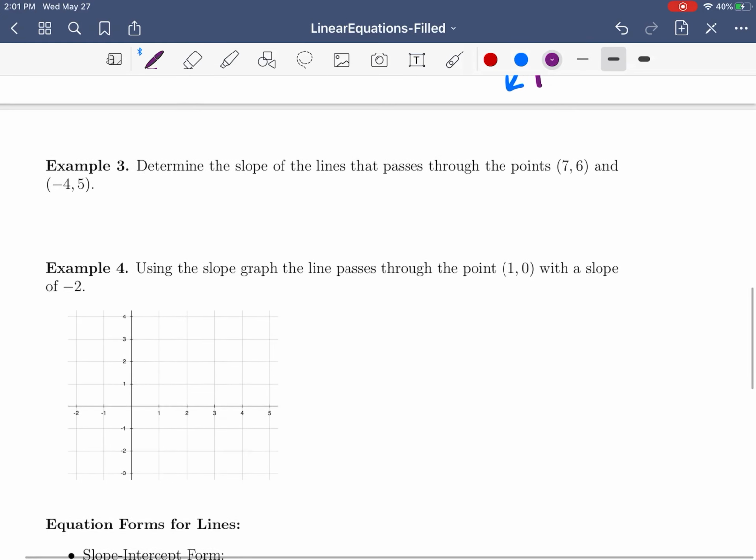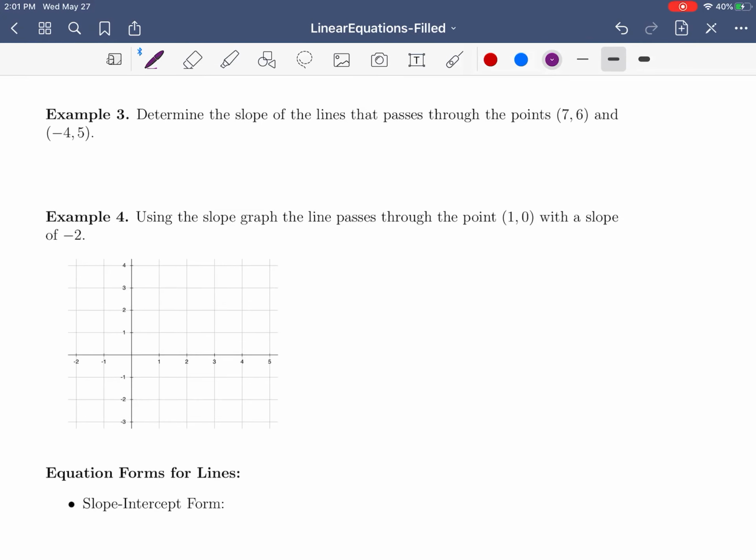So let's just quickly determine the slope of a line that passes through the point (7, 6) and the point (-4, 5). I'm going to call the first point point 1. So this is x1, y1, and point 2, x2, y2. So then m is going to be y2, 5, minus y1, 6, divided by x2, -4, minus x1, which is 7. So I get -1 over -11, which is 1 over 11.